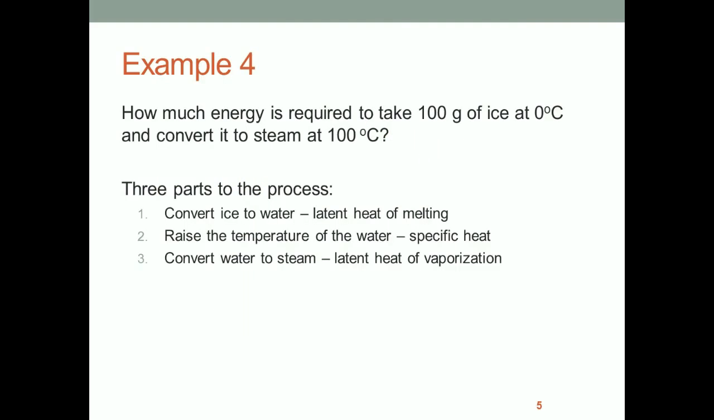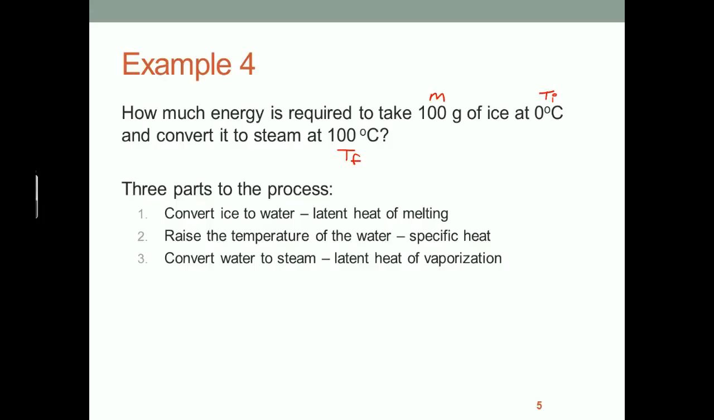The last example we do here is actually combining the specific heat stuff we learned last video with the latent heat stuff we're learning here. So we're wanting to take 100 grams of ice that is at its freezing point, 0 degrees Celsius, and completely convert it to steam at 100 degrees Celsius. So the mass is going to be 100 grams. This is going to be our initial temperature, 0 degrees Celsius. This will be our final temperature, 100 degrees Celsius. And we're working with water.